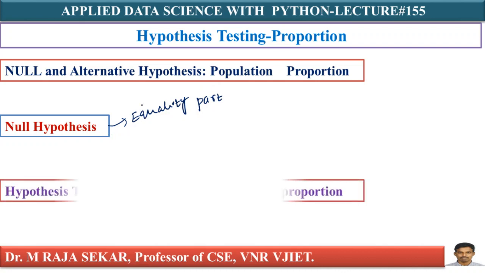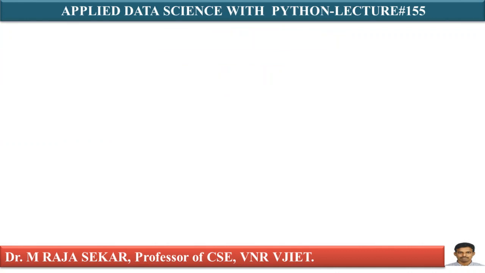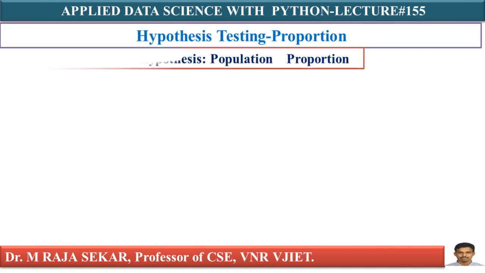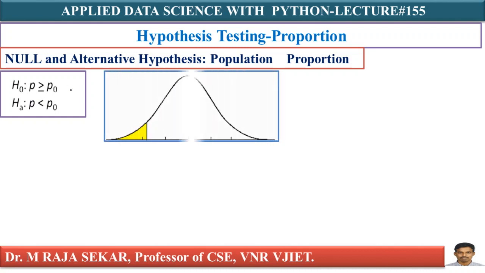In general, a hypothesis test about the value of population proportion P must take one of the following three forms. What are those three forms? First one: let me assume my H naught is P is greater than or equal to P naught, and H1, otherwise I can say HA, the alternative hypothesis. If it is a less than symbol, what type of test? In the alternative hypothesis, if you have a less than symbol, that is a left tail test. We already discussed the same thing.